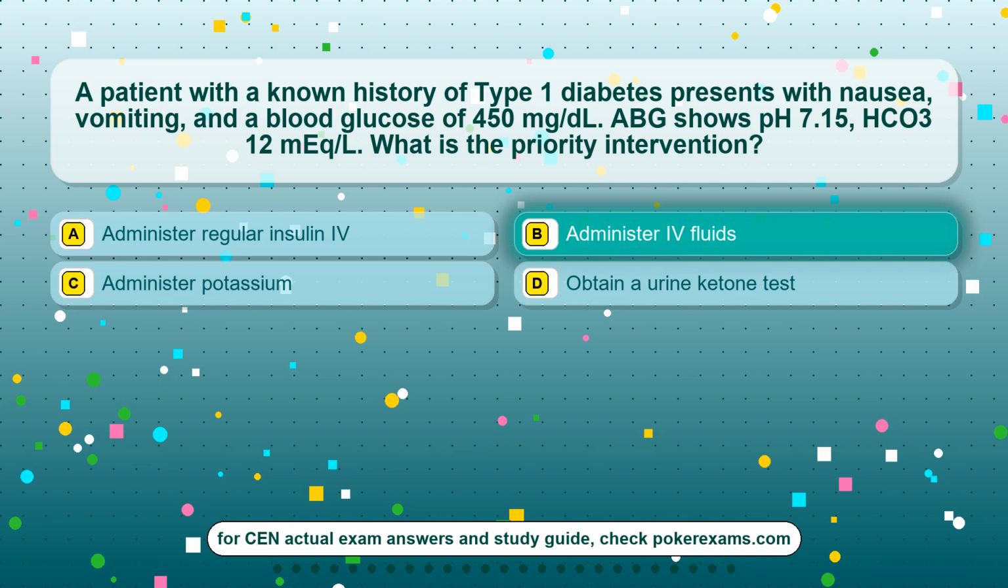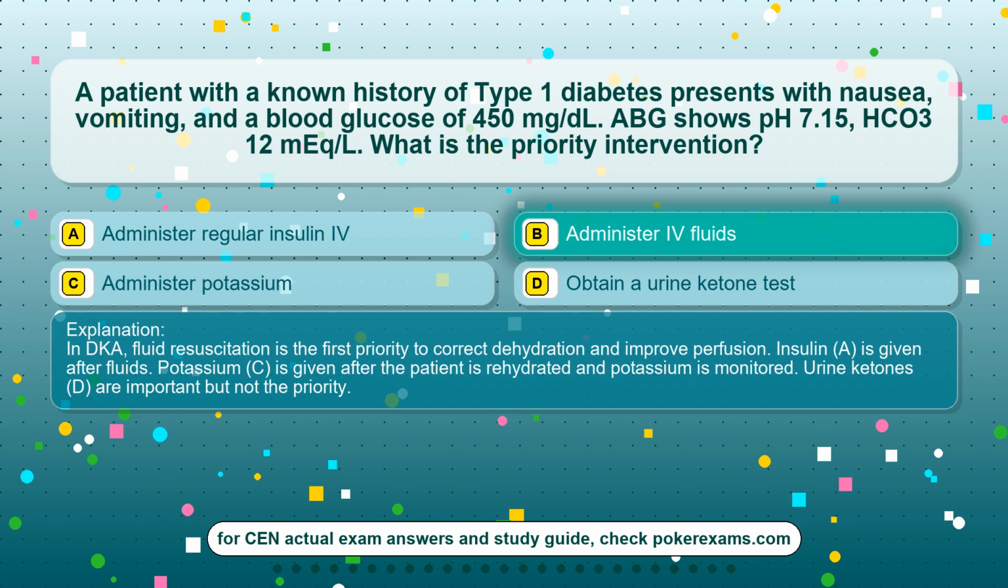The correct answer is option B, administer IV fluids. In DKA, fluid resuscitation is the first priority to correct dehydration and improve perfusion. Insulin, A, is given after fluids. Potassium, C, is given after the patient is rehydrated and potassium is monitored. Urine ketones, D, are important but not the priority.